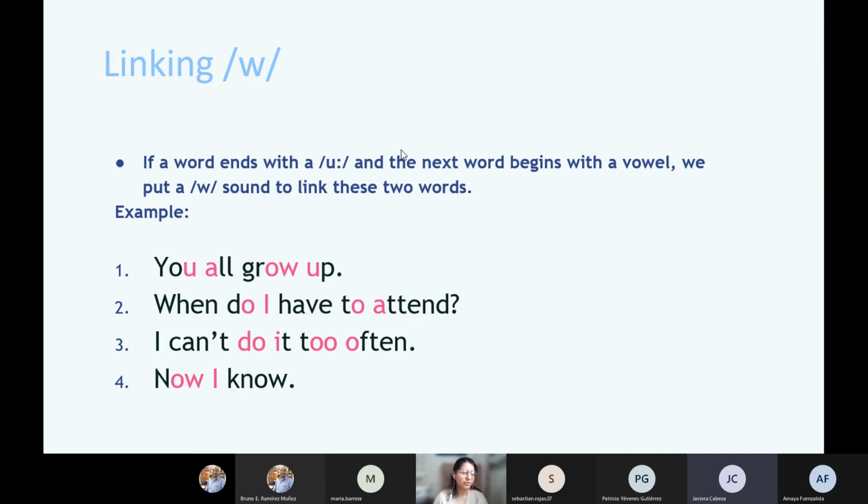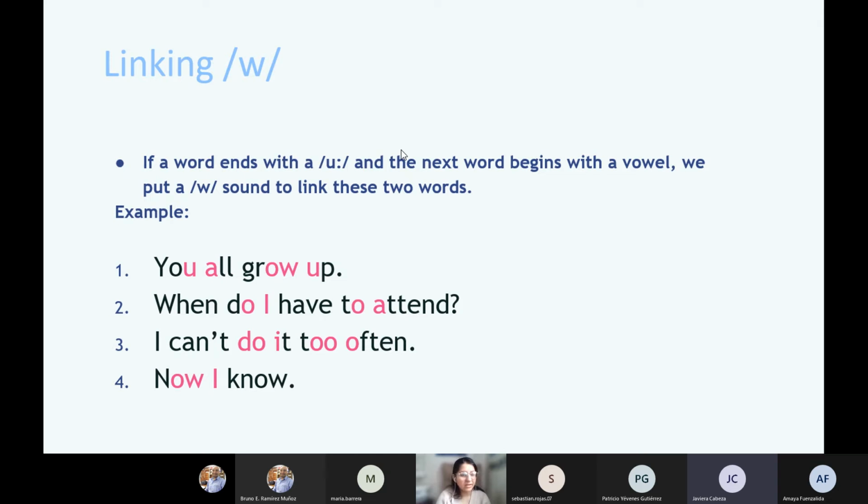Then number 2, it says: when do I have to attend? Including the linking W, we have: when do I have to attend? Then number 3 says: now I can do it too often. I can do it too often.